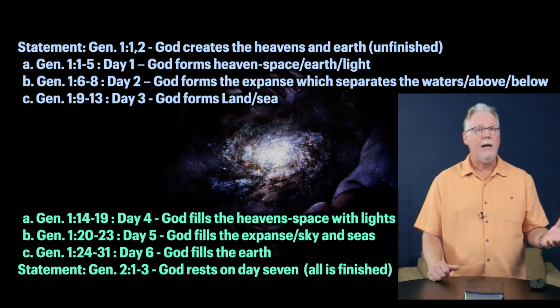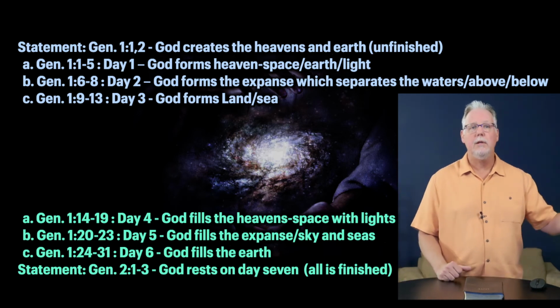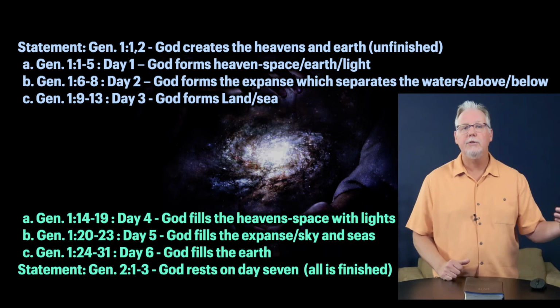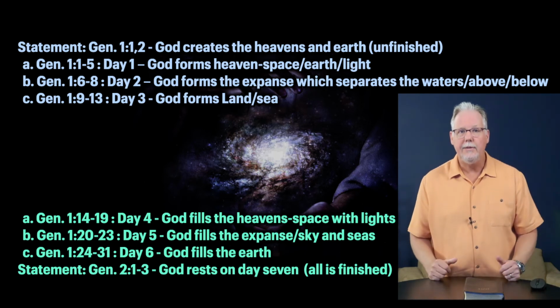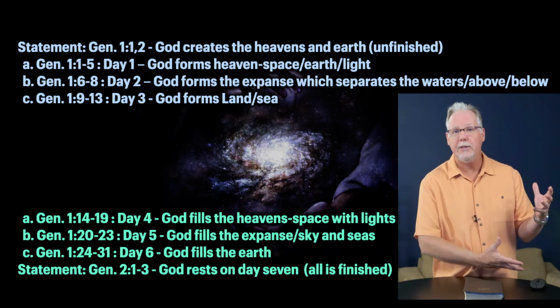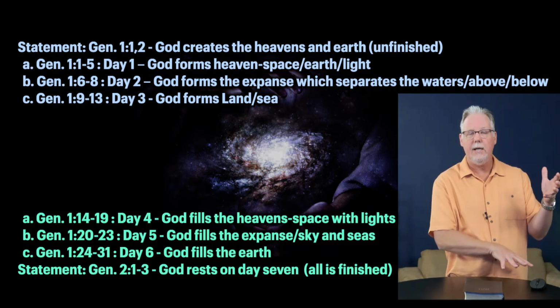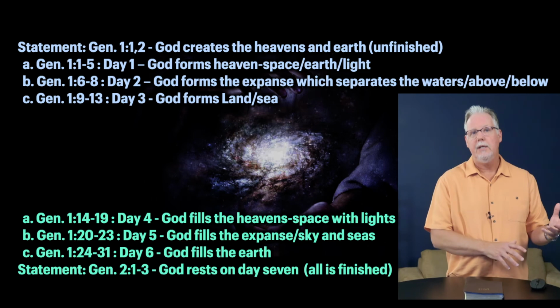And then we start back in repetition, but it doesn't reverse. On day 4, God fills what he formed on day 1. He fills the heavens with lights. On day 5, God fills the expanse in the sky and the seas, the water below the sky. And on day 6, God fills the earth with land creatures. And so what we see is this parallelism. This is very important because these are the kinds of ways that Hebrew repeats itself, and we're not accustomed to this because we don't think this way. The second 3 days of creation are parallel to the first 3.